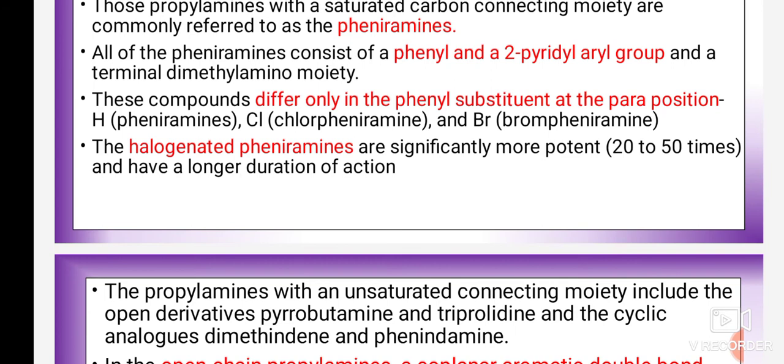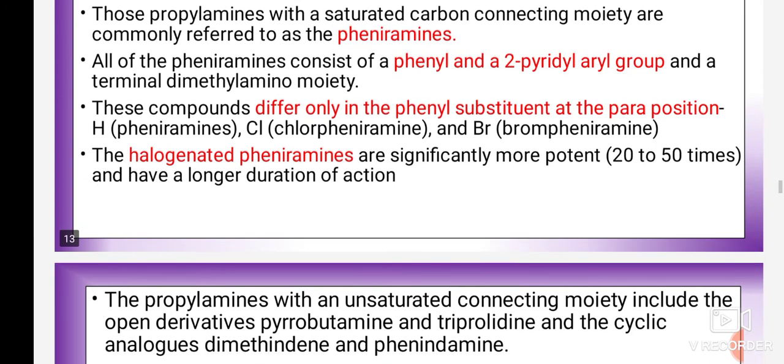The halogenated pheniramines are significantly more potent, 20 to 50 times, and have a longer duration of action. Due to the change in the substitution of the phenyl ring at the para position, it enhances the antihistaminic activity, and the newer drugs which came into existence have a longer duration of action. So in structural activity relationship you have to explain that in the propylamine structure a phenyl ring is present, and substitution of the para position with hydrogen, chlorine, or bromine enhances the activity. The newer drugs are 20 to 50 times more potent with a longer duration of action. These are the important points.